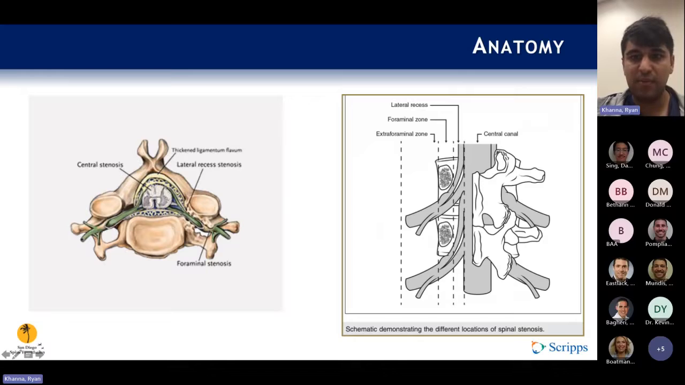Another diagram looking at the anatomy. Once again, that picture on the right shows the different zones, but as you can see here on an axial cross section, we can see where central stenosis would occur versus where lateral recess stenosis and foraminal stenosis would occur, as the nerve root exits from the thecal sac and joins the lumbar plexus.